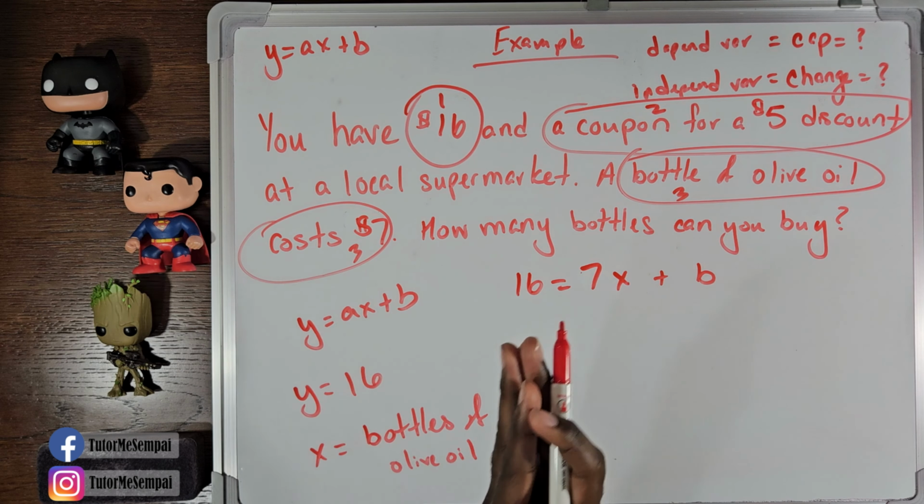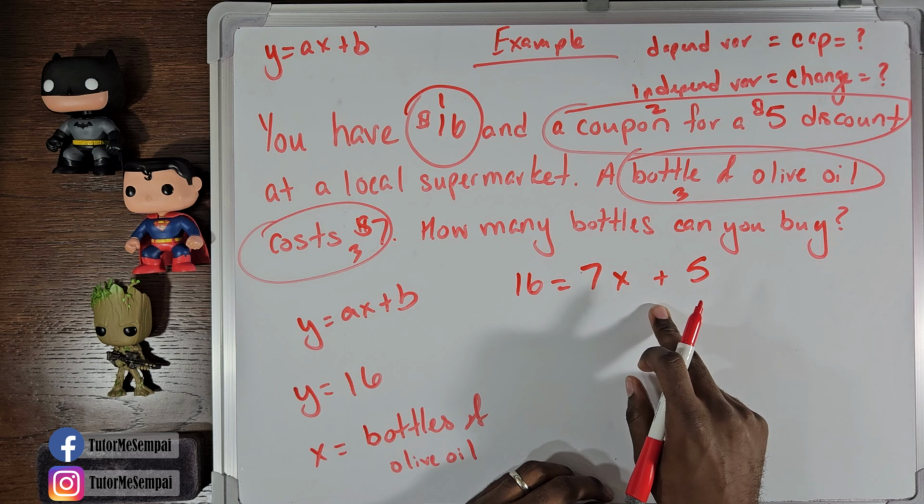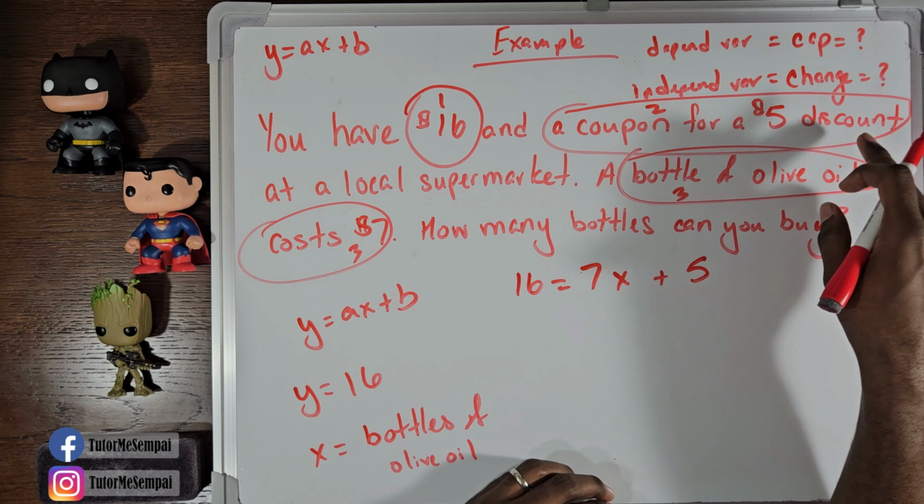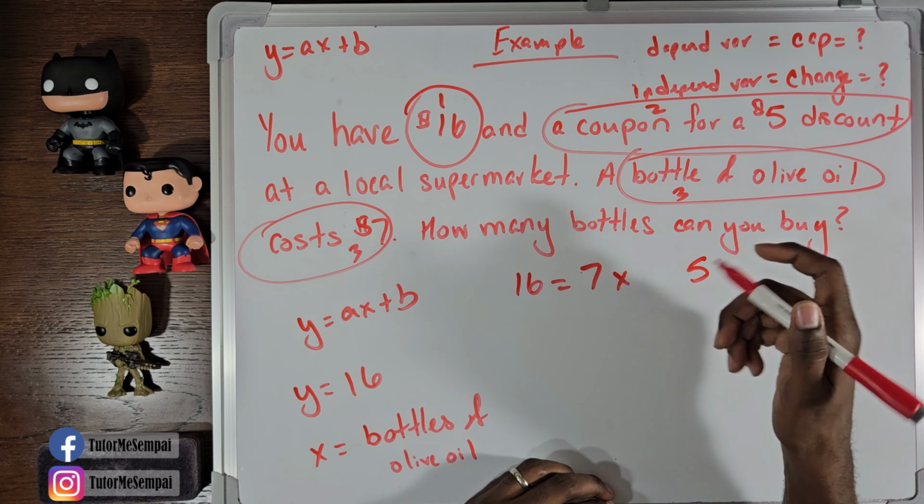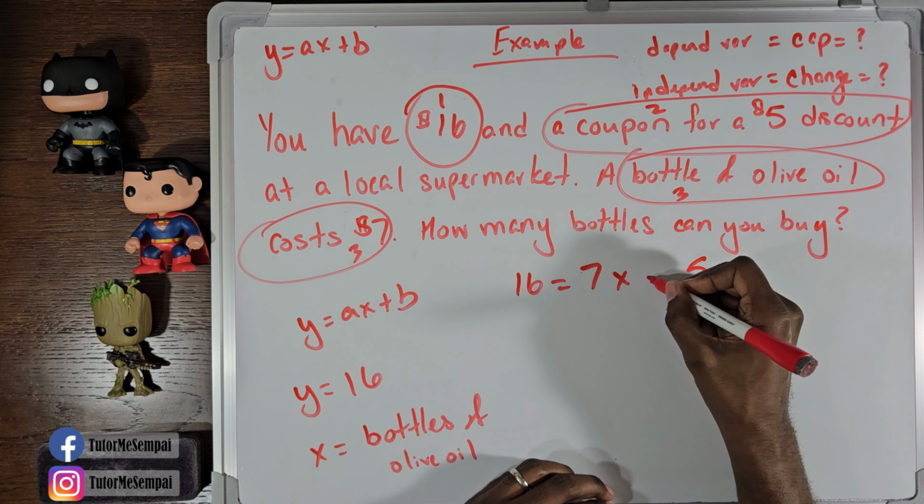And it says it's a discount for $5. So we know it's $5, but are we adding to this price? Because the sign matters. It's a discount. So it's going to make it cheaper by $5. However much the price of all of them is going to be, we're going to subtract 5 from that total amount. So this is how our equation ends up looking.